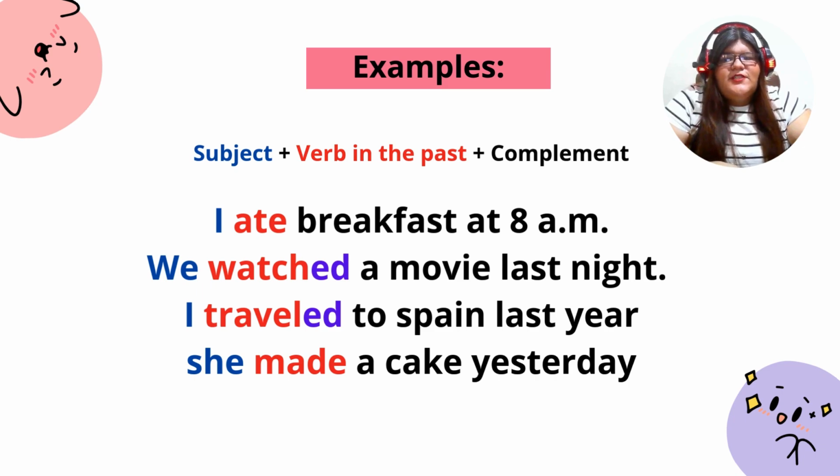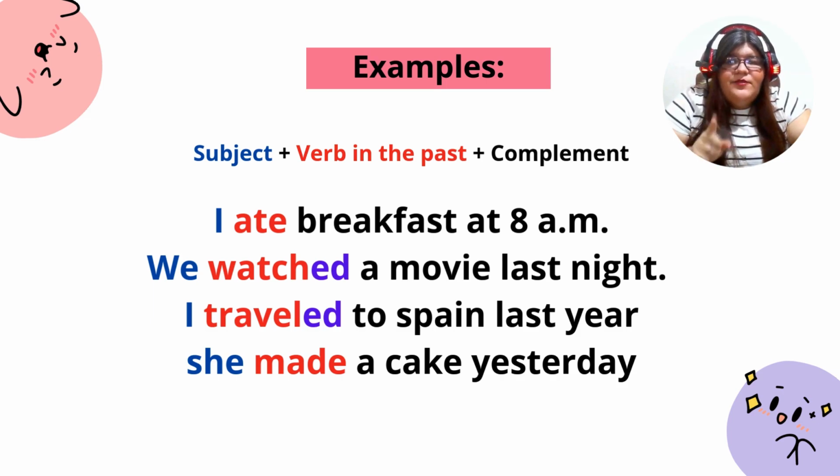So let's see more examples. We have the structure, subject plus the verb in the past plus the complement. I ate breakfast at 8 a.m. We watched a movie last night. If you see the first sentence, the verb is irregular. So we didn't add ed at the end.